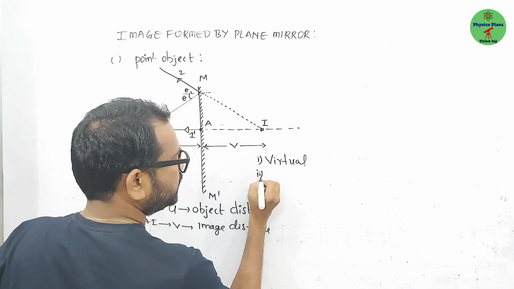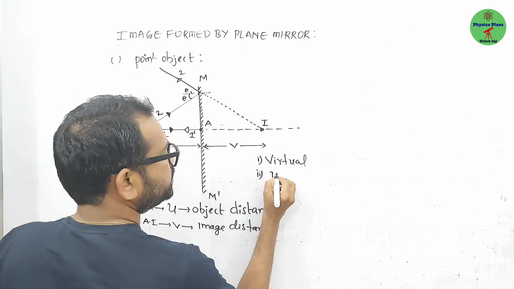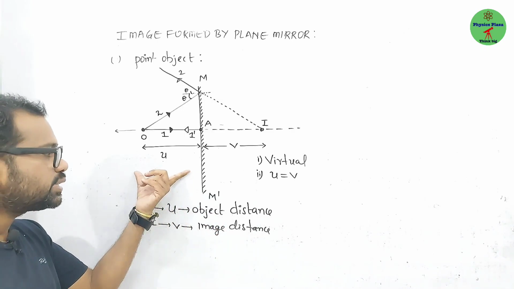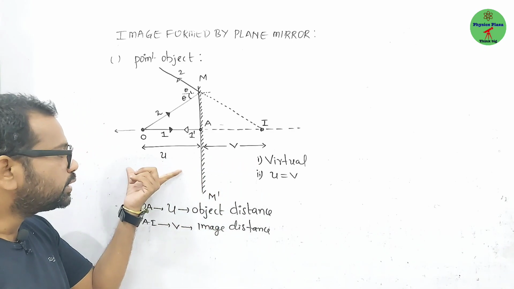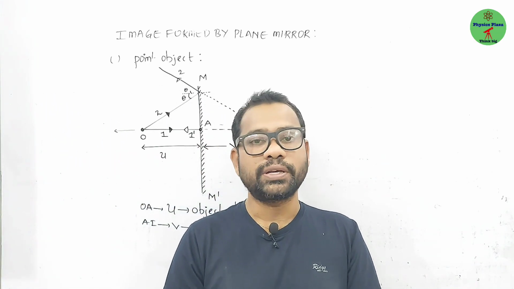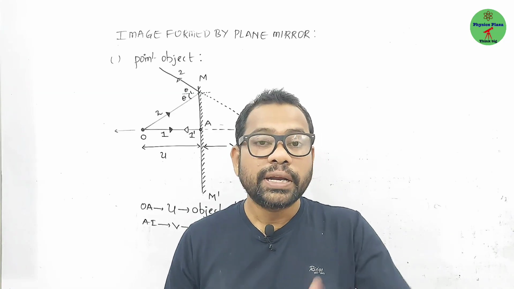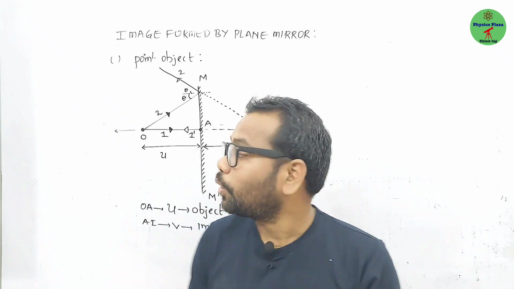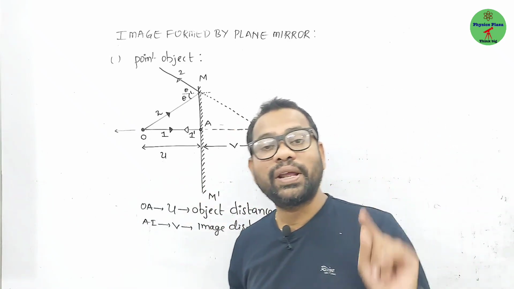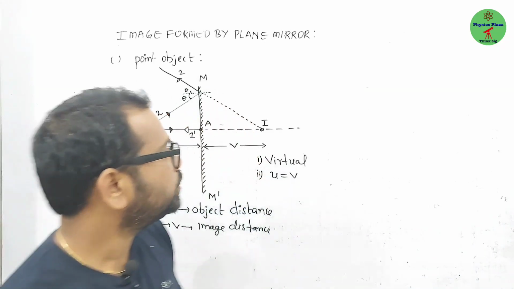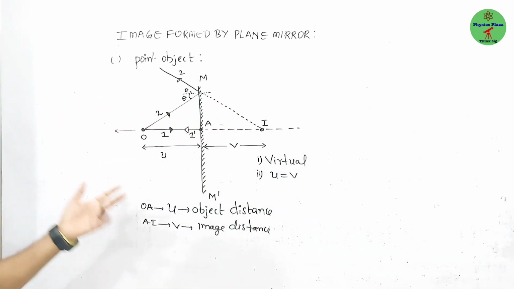Second, U is equal to V, which means that in the case of a plane mirror, object distance is equal to image distance. For suppose, if you are standing in front of a mirror at a distance of 10 meters, then your image is formed 10 meters behind the mirror. Remember that, dear children, a virtual image is always found behind the mirror, whereas real images are found in front of the mirror. So this is how the image is formed by the plane mirror, and we have seen it for a point object.